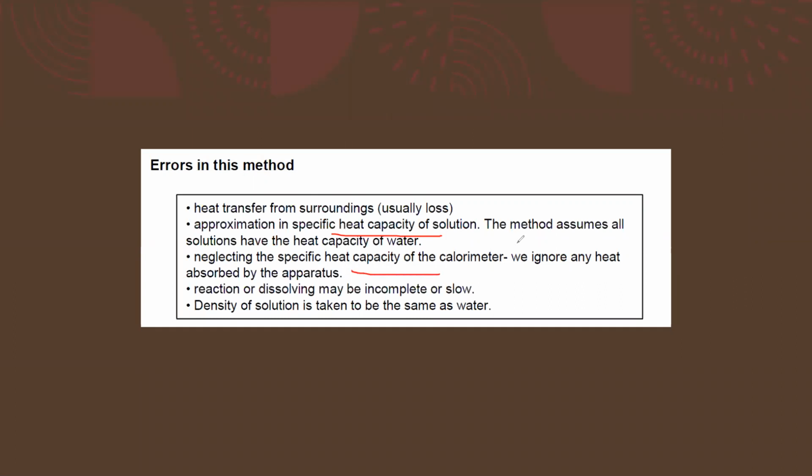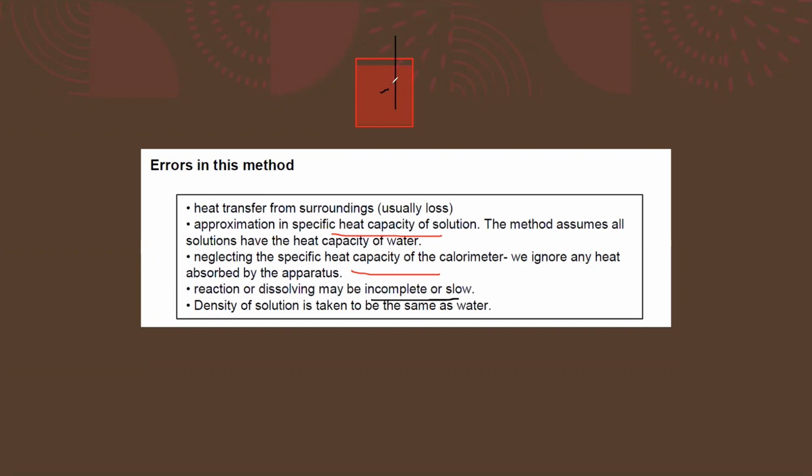We neglect the specific heat of the calorimeter and ignore the heat absorbed by the apparatus, because even when we have a mixture and the solution, we place a thermometer inside but we do not include that the thermometer will absorb energy, or that the calorimeter absorbs energy. We neglect all these factors. Also, the reaction or dissolving may be incomplete or slow. The reaction might be too slow, so it causes a temperature change that may be smaller than the least count of the thermometer, so it will not be accurate.